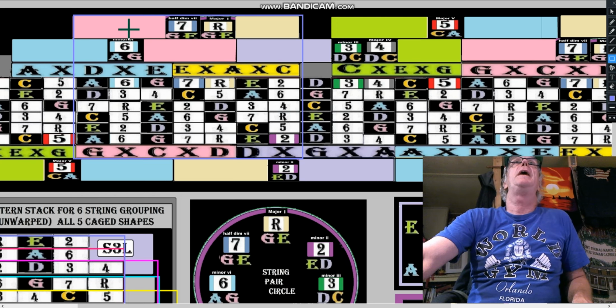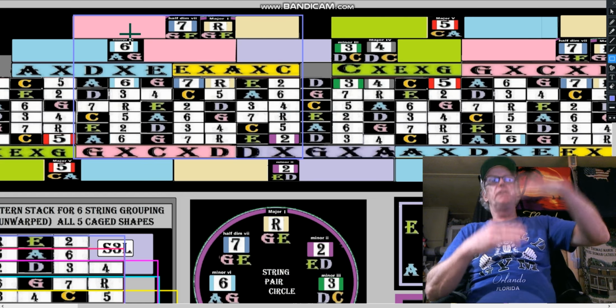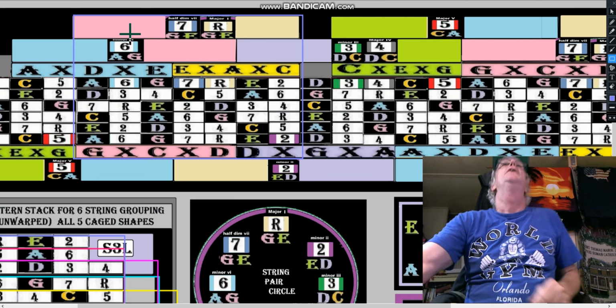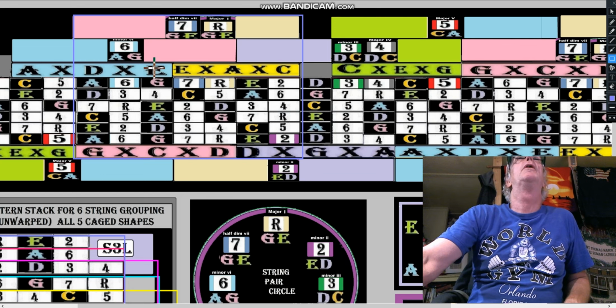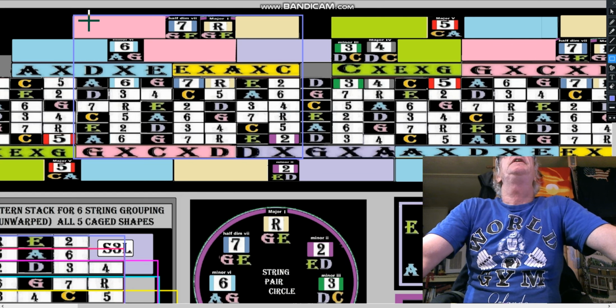So if you had an imaginary 12-string guitar, I mean a real 12-string guitar, like literally 12 strings, then you would have the 2, 3, 4 on top of that 6, 7, root and start the whole thing over again, 5, 6, going on and on. So this is the GE banner.